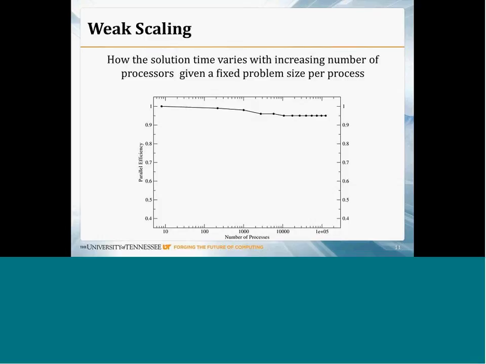For the scaling of Genesis, we show here that we can do weak scaling up to more than 100,000 processors. Weak scaling means how the solution time varies as we increase the number of processors given a fixed problem size per processor. The point of scaling is that you can solve a bigger problem by adding more processors, and hopefully you maintain more or less constant time to solution.